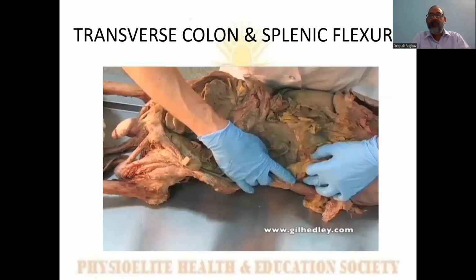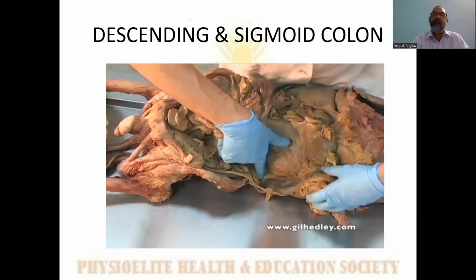Then next is the transverse colon and splenic flexure. The transverse colon runs horizontally like this. Here is the transverse colon, and here is the splenic flexure, the turn or bend where the transverse colon and the descending colon meet. It's known as the splenic flexure.